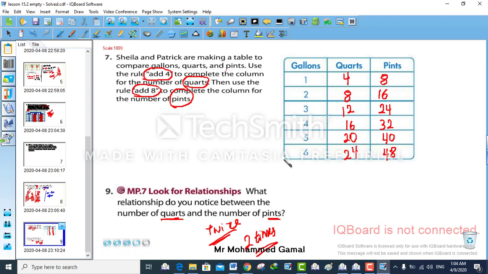Finally, I wish that you understand the lesson very well, how to get the relationship by using tables.